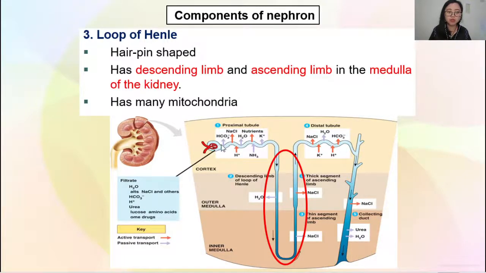So dia akan masuk dari glomerulus, dia pergi kepada proximal convoluted tubule, dan dia akan turun ke bawah dan naik balik. So yang turun ke bawah dan naik balik, that part, the hairpin shaped part, hairpin macam bentuk pin rambut, has a descending limb and an ascending limb. Dia ada part yang menurun dan part yang menaik. Part yang turun dan naik ini akan masuk dalam area medulla. It is going to be in the medulla of the kidney. And the epithelial cells in the loop of Henle will have many mitochondria.